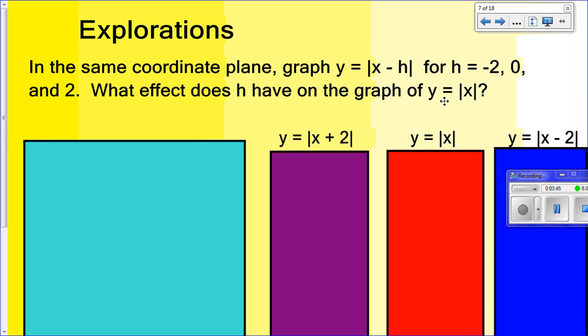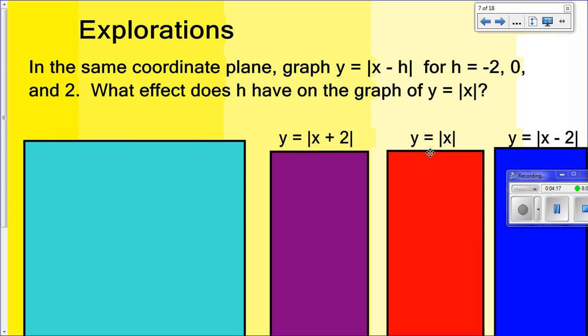Now we're going to do something similar, except instead of having a number in front, we are only going to add or subtract a number inside the absolute value. And I just said we don't have a number in front, but in reality we do. And that number is actually, drum roll, +1. So now let's take a look at the first one. Y equals the absolute value of x plus 2.